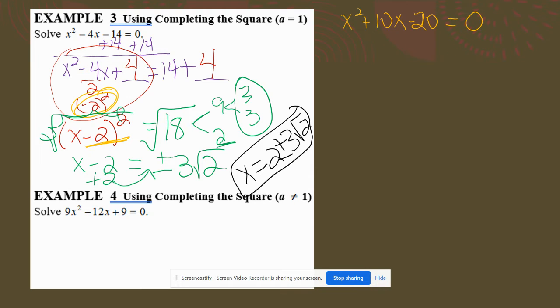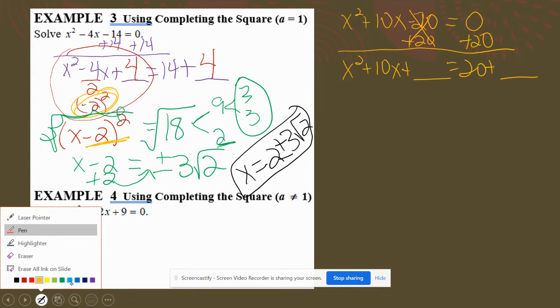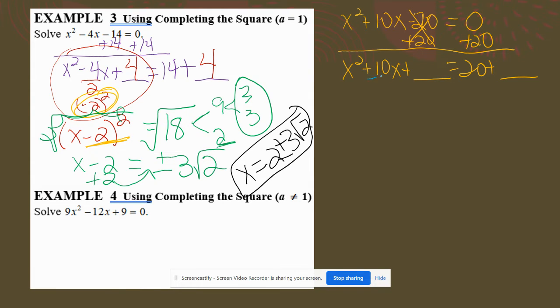So we would again say, okay, is there a greatest common factor? Nope. Can I find factors of negative 20 that'll add to positive 10? Nope. So I'm going to add 20 to the other side to create a space to make this left side factorable. And remember, whatever we add to one side, we have to add also to the other side. Take half of the b term, which is positive 5, and square it. That's 25.